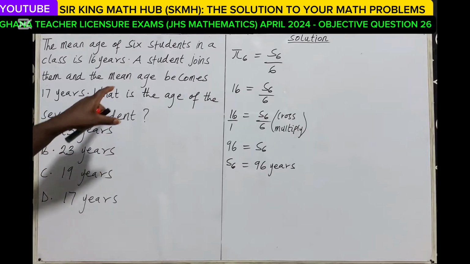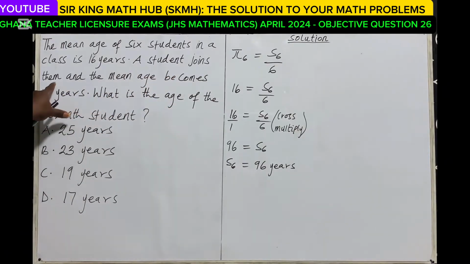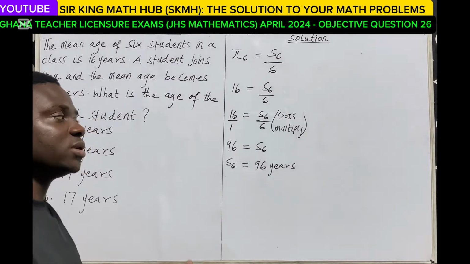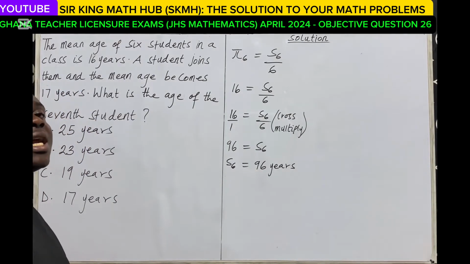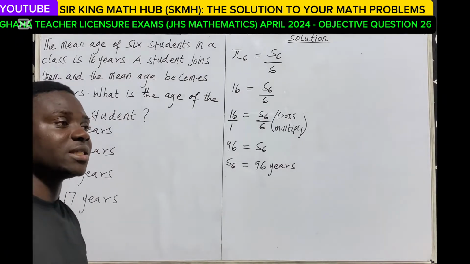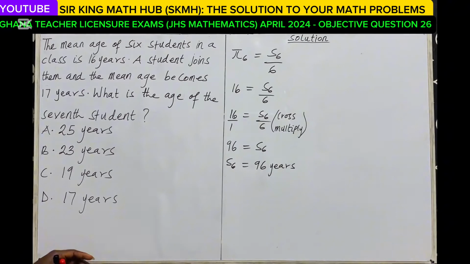Now the second one: a student joins them and the mean age becomes 17 years. Initially there were 6 students in the class. Now, the 6 students have been joined by another student. So it means that we now have 7 students in the class. And when we calculate the average age of the 7 students, that gives us 17 years.